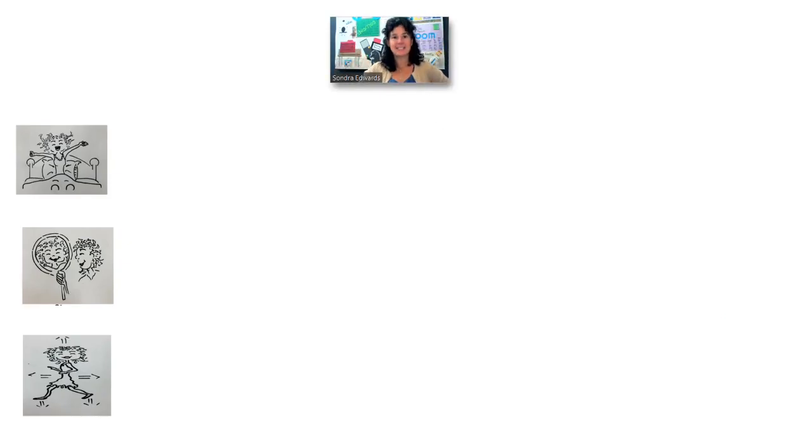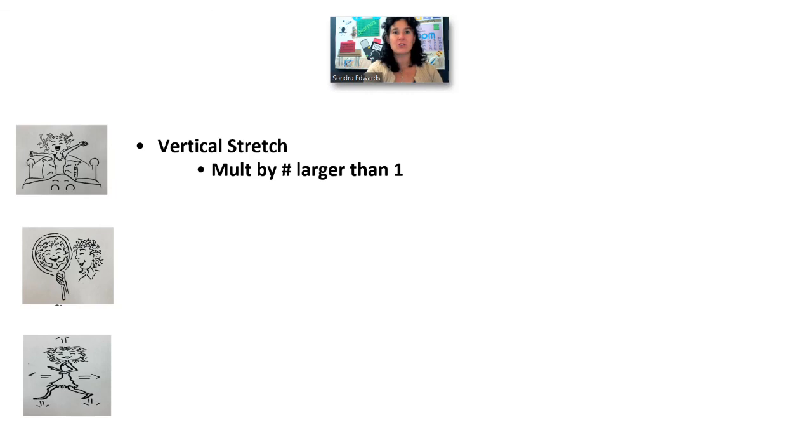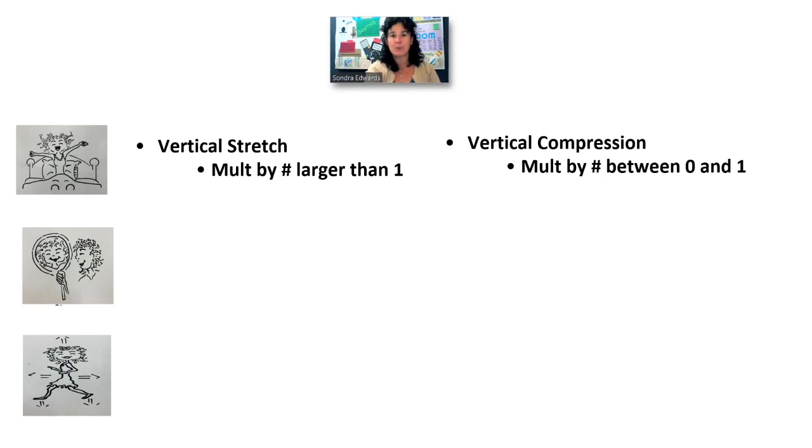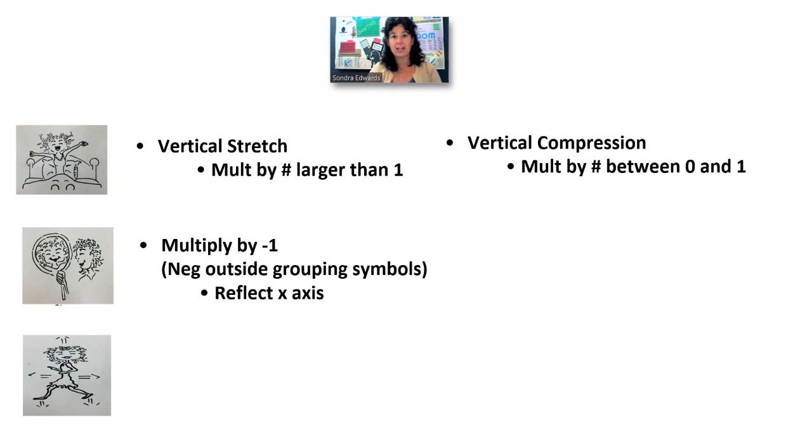Whew! Let's summarize. You wake up in the morning and you stretch. You list stretches and compressions first. If you have multiplied by a number greater than 1, that was a stretch. And if you multiplied by a number between 0 and 1, that's a vertical compression. But keep in mind, if you were multiplying by 1/6, you would say a vertical compression by a factor of 6.